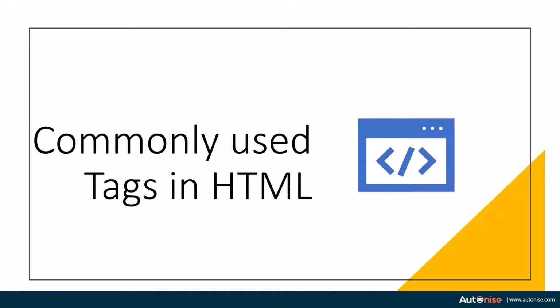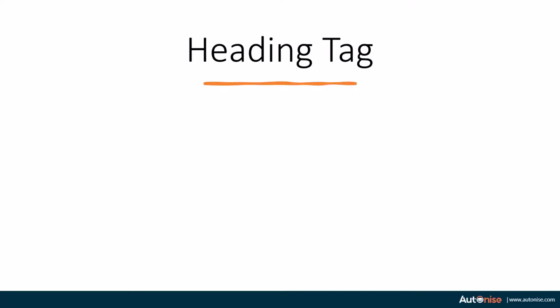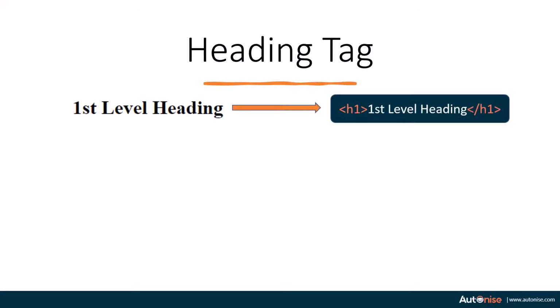Now, let us have a look at the commonly used tags in HTML. So first, let us have a look at the heading type. First level heading. So this is the highest form of heading or the biggest heading which we can use in HTML. To create this heading, you use the code h1 and you write the content inside it and you close it by using the closing tag. We have already used it when creating our first HTML code.